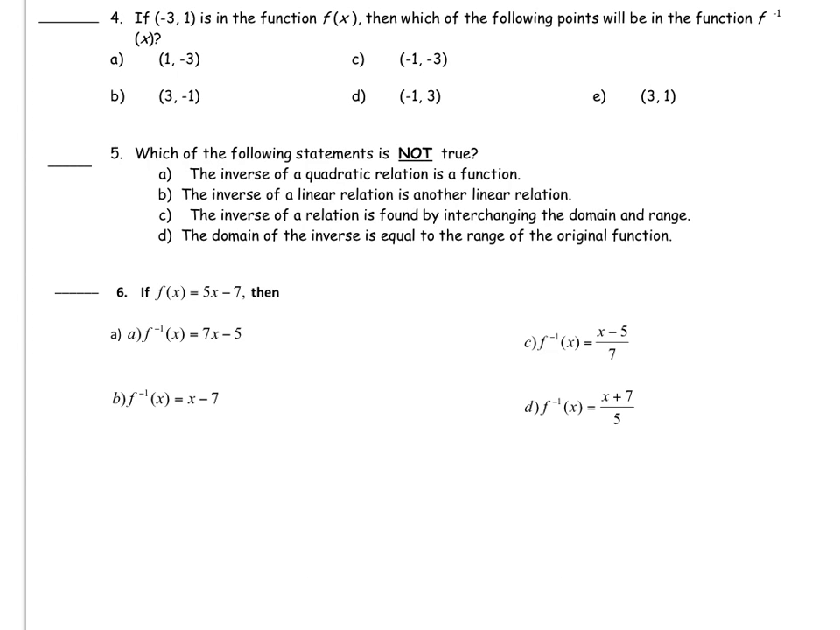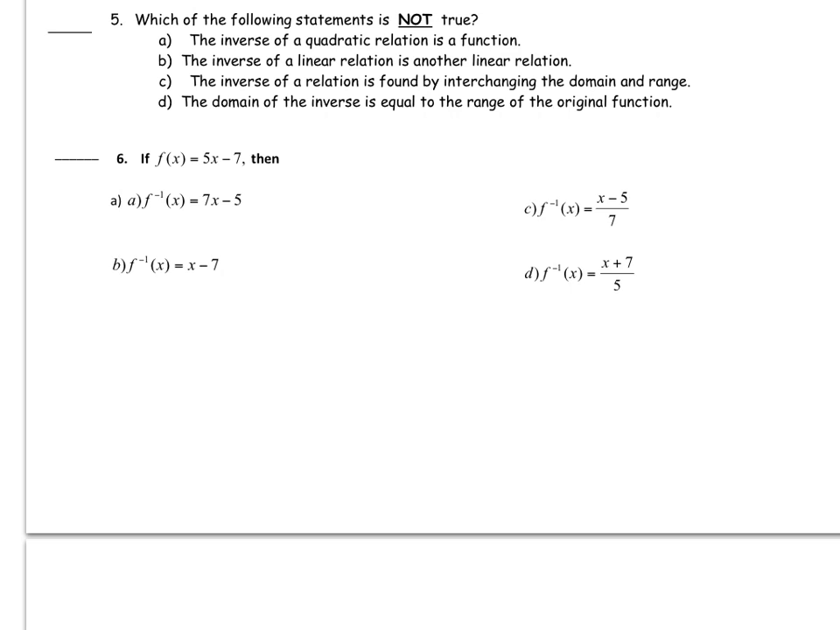The next question says that if (negative 3, 1) is in the function f of x, then which of the following points will be in the function f inverse? Remember, the function f inverse is going to swap the x and y values. So this means that (1, negative 3) is going to be on f inverse. And (1, negative 3) is option A.